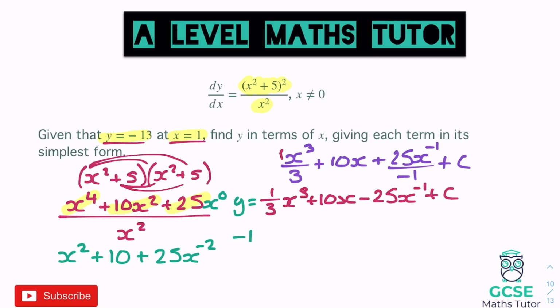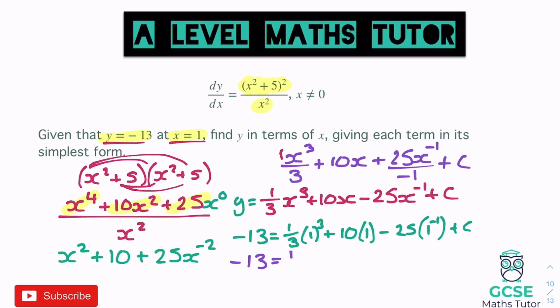So we've got 13 is equal to 1/3 times 1 cubed, so 1/3 times 1, which is just 1/3. You can put the 1 in if you want, let's just write that in anyway, 1 cubed, plus, then we've got 10 lots of 1, which is just 10, take away 25 lots of 1 to the power of minus 1. And there we go, 1 to the power of minus 1. You can put in the bracket, and then plus c. Right, so simplifying this down then, we've got 13 at the start obviously, equals, and we have 1/3 times 1, which is 1/3, plus 10 times 1, which is 10, take away 25, and then 1 to the power of anything is 1, so it's just take away 25, plus c.